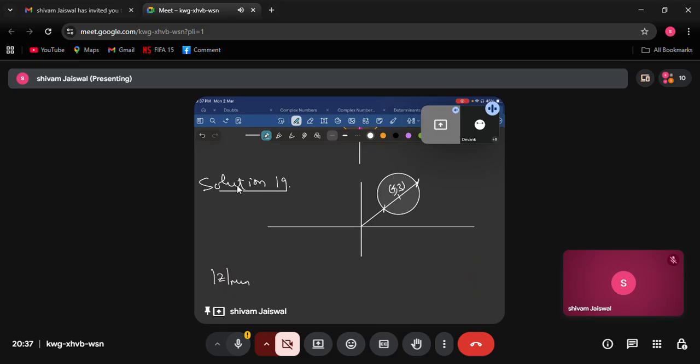So mod z minimum will be equal to root over 4 square plus 3 square minus radius, that is 3 units, and mod z maximum will be equal to root over 4 square plus 3 square plus 2, that is 7. Is it clear, Onini? Sarthak, is it clear? I solved it. Okay.